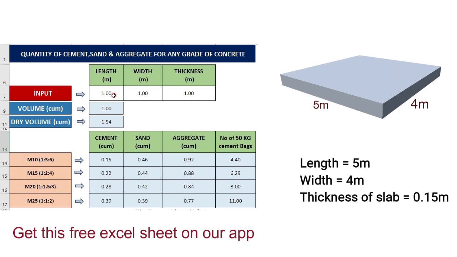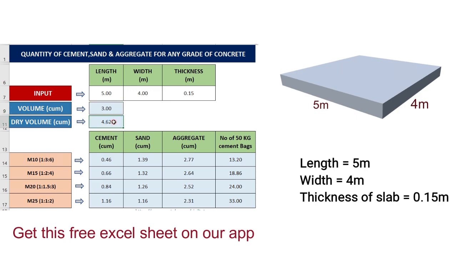To calculate the quantity of materials, we just need to put the input values. The length of slab is 5 meters, so we need to put 5 meter here. The width of slab we have assumed as 4 meter, so we just need to put 4 meter out here. And we have assumed the thickness of slab as 150 mm, that is 0.150 meter. After putting all these values, we will get the volume of slab 3 cubic meter, dry volume 4.62 cubic meter.